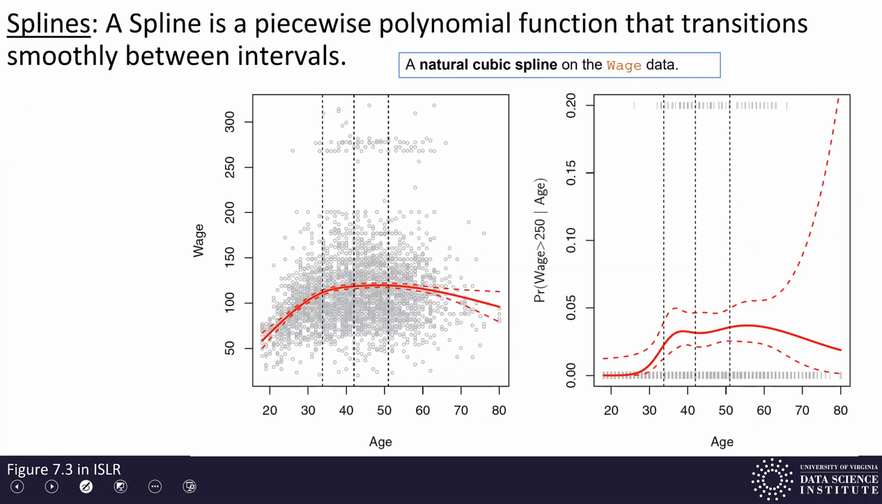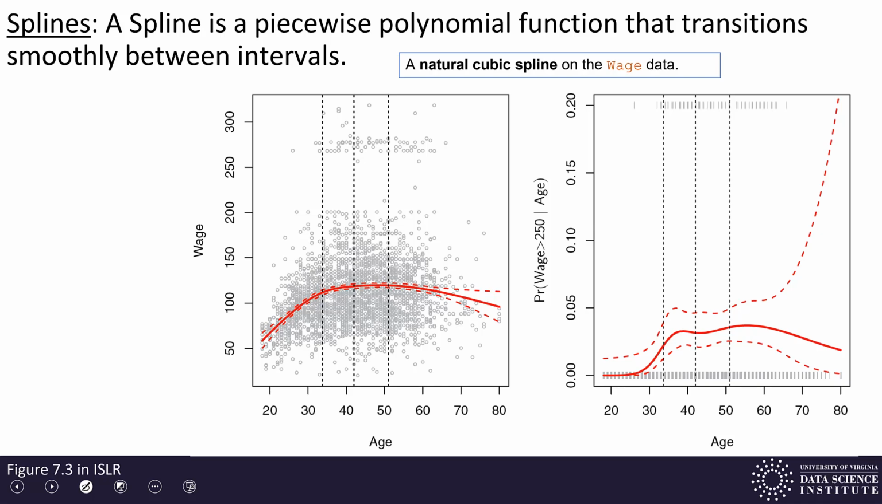Here's an example of a natural cubic spline on the wage data. We've seen this data a couple of different times with our polynomial regression. What we have here looks like a very nice regression on the wage data. It's very flexible, but it's not doing anything too extreme out at the ends. It's not wiggling too much across the middle.